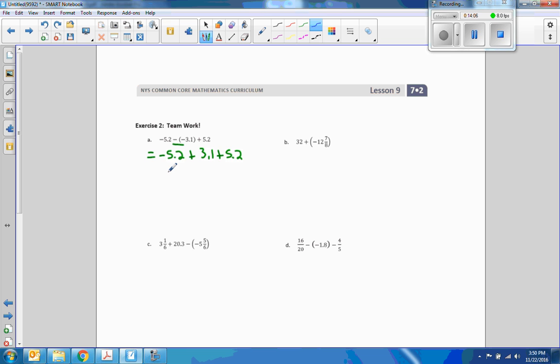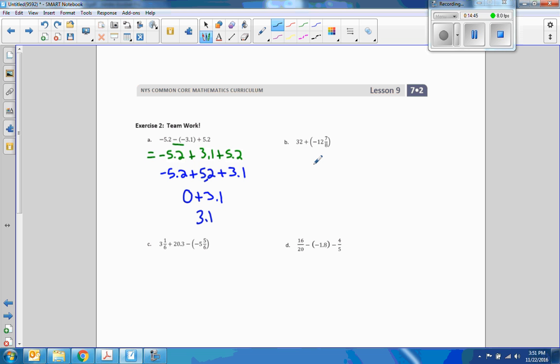Okay. Step 2, I'm going to take negative 5.2 and leave it where it is. I'm going to move this 5.2 over next to this 5.2 because they're opposites. And then I'm going to put that 3.1 at the end. That's commutative property. Okay. And now negative 5.2 plus 5.2 is 0. Okay. Add an opposite to something and you get 0. And then 0 plus 3.1 is the identity property, and we get 3.1.